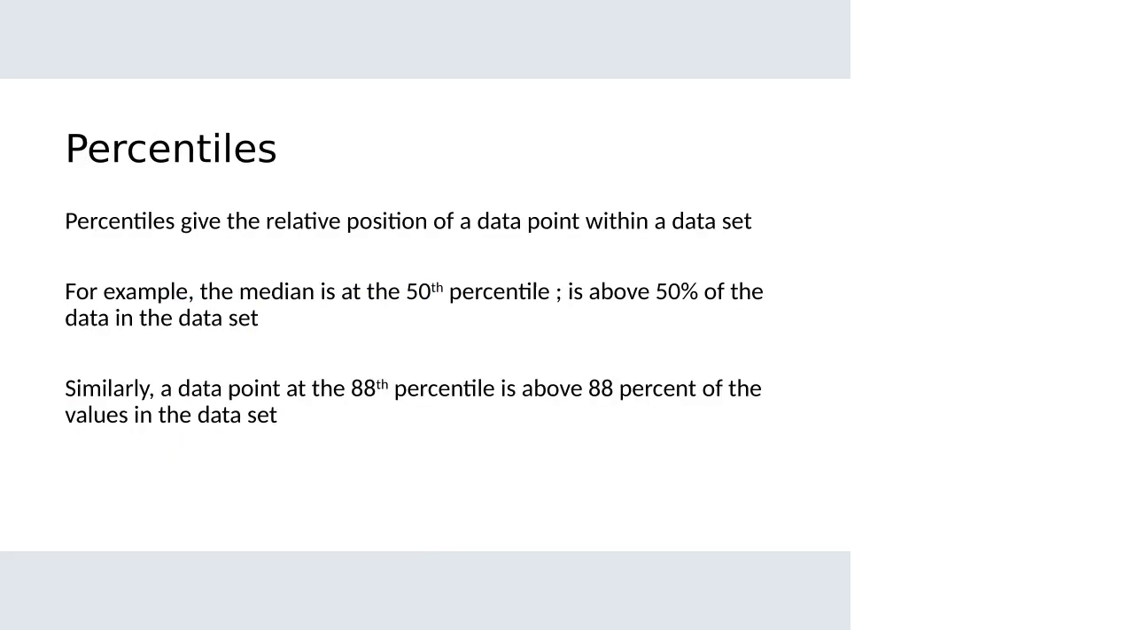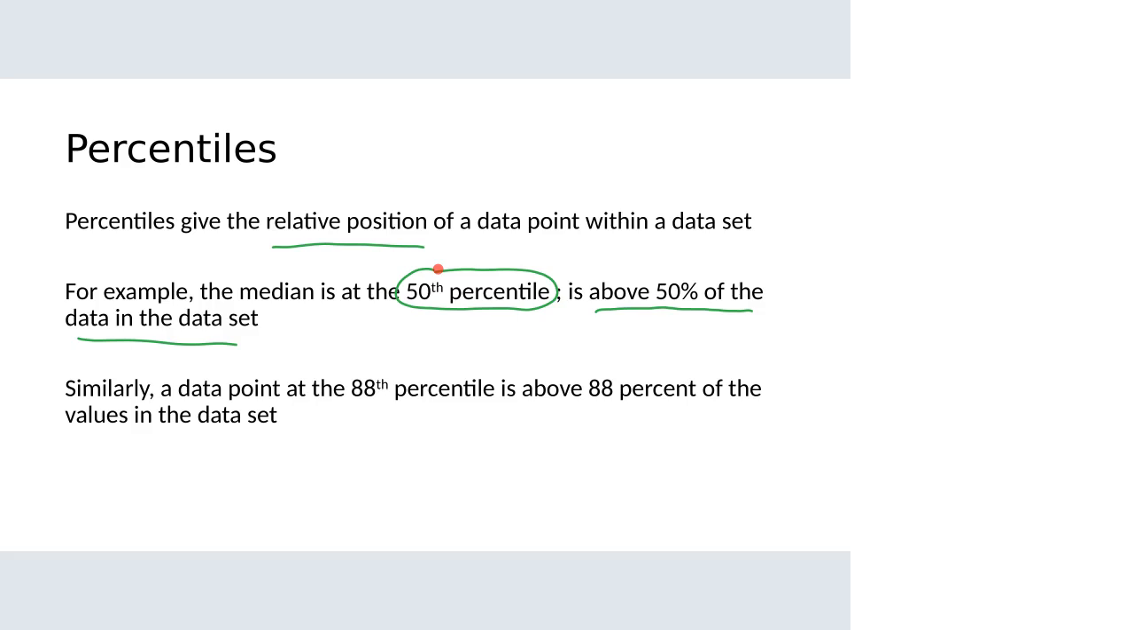All right, percentiles. Percentiles come up sometimes, especially for teachers in the area of standardized tests. What percentiles do is they give the relative position of a data point within a data set. Let's use some concrete examples to help that out a little bit. The median we know is halfway through the data set. The median is above 50% of the data points. And that means the median is the 50th percentile.